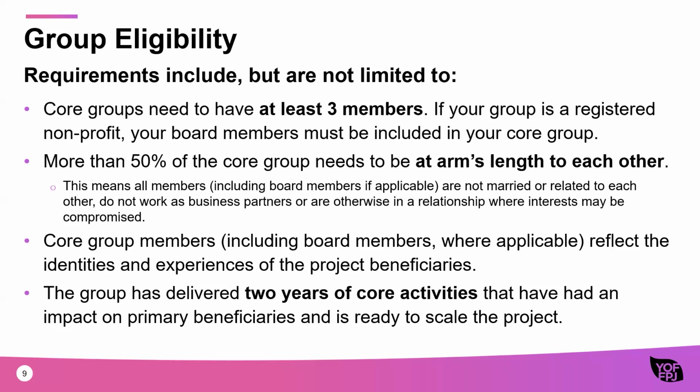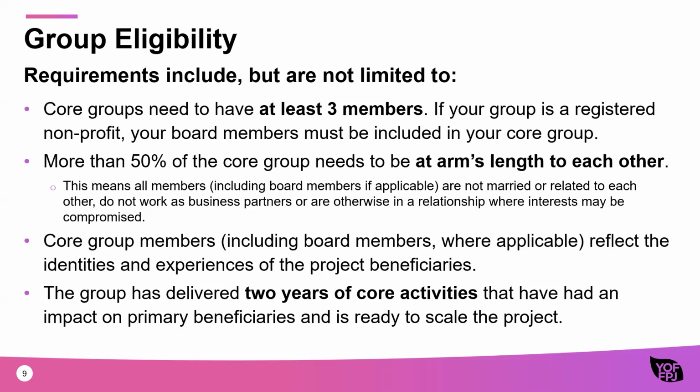To be eligible, your core group should meet the following requirements. Core groups need to have at least 3 members. If your group is a registered nonprofit, your board members must be included in your core group. More than 50% of the core group needs to be at arm's length to each other. This means all members, including board members, if applicable, are not married or related to each other, do not work as business partners, or are otherwise in a relationship where interests may be compromised.